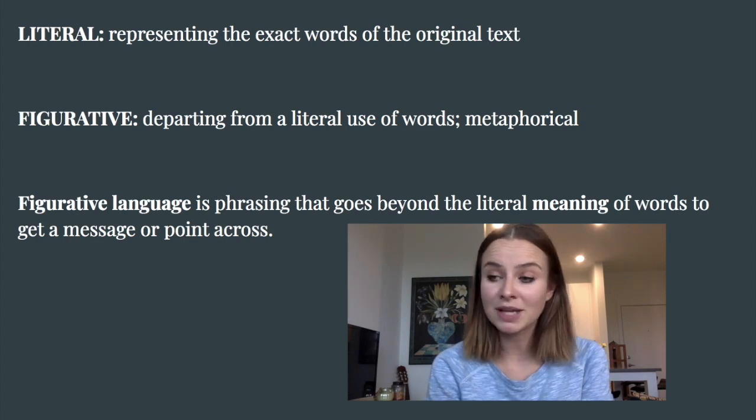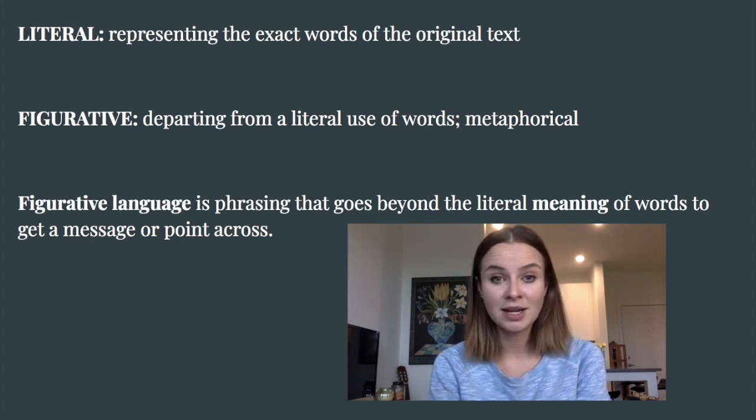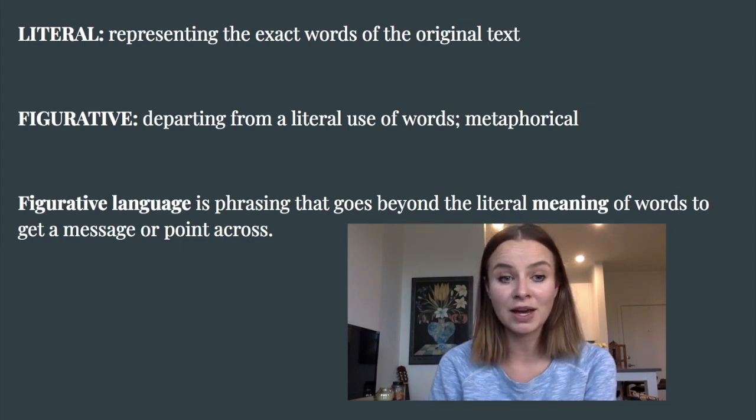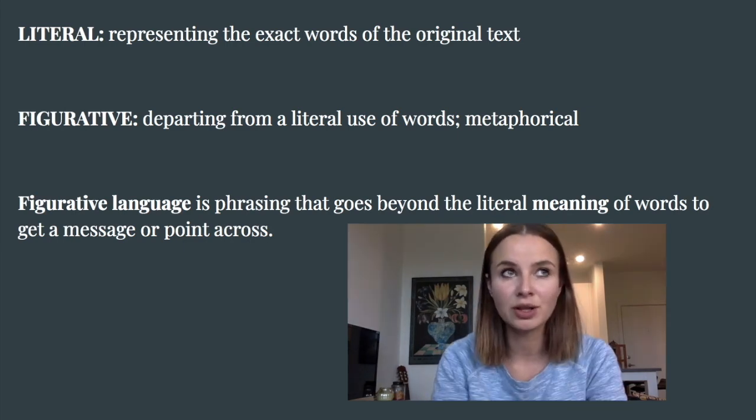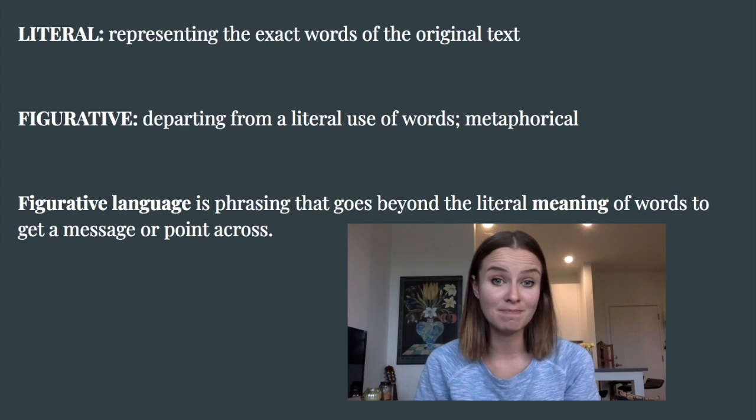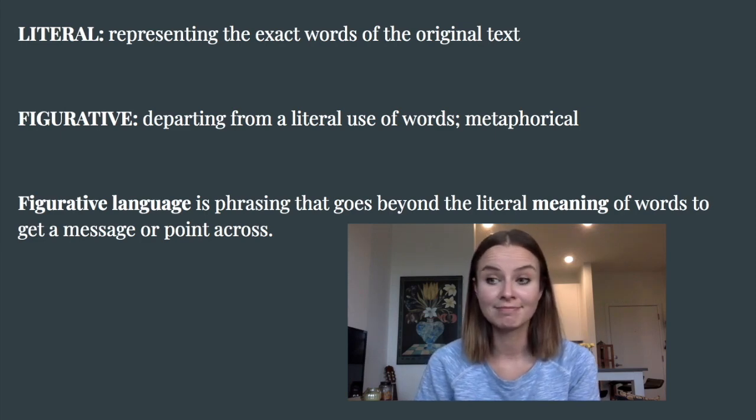So I'm going to give you a few seconds to make sure you can write all this down, and then I'm going to give you an example of the difference between figurative and literal. Literal. I keep saying that weird. Go ahead and hit pause if that wasn't quite enough time so that you can keep writing.